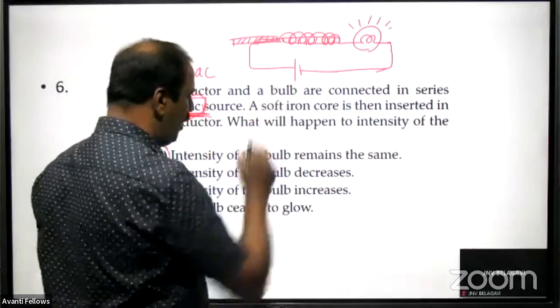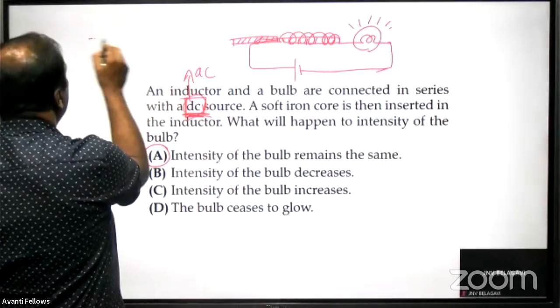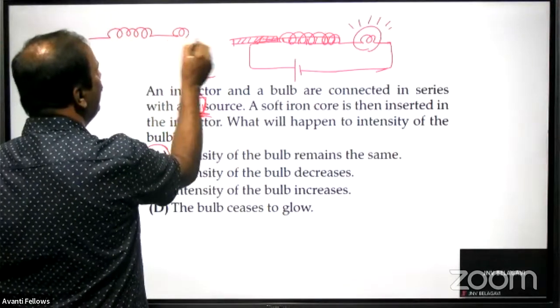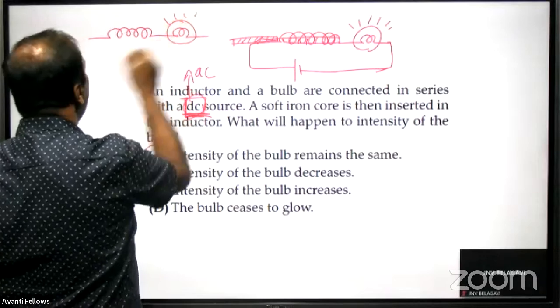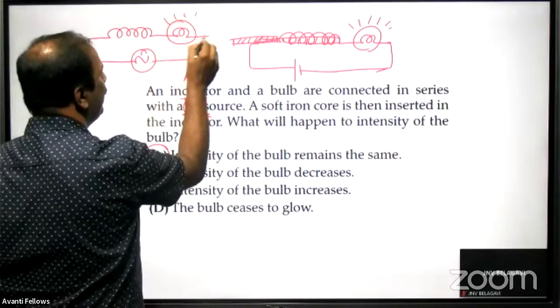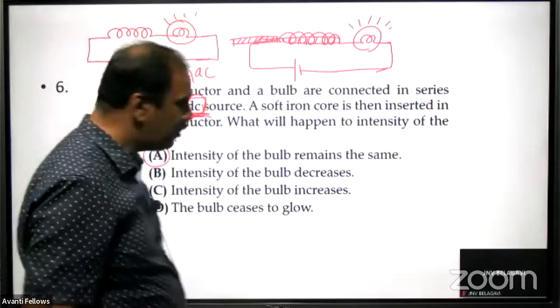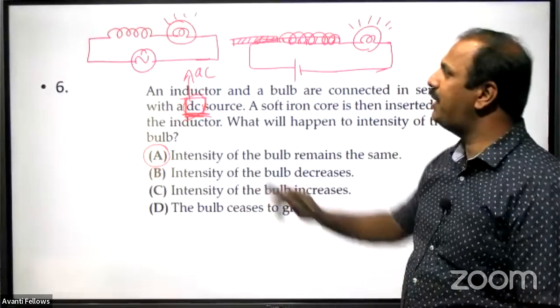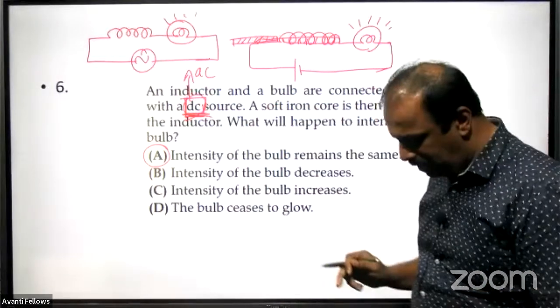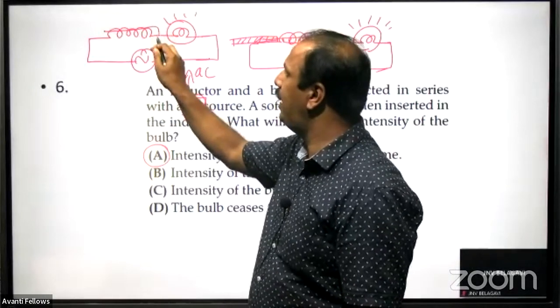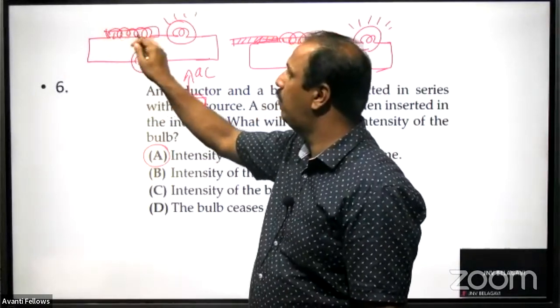AC means what happened? The figure I have to redraw. You have an inductor here, and after inductor, we have a bulb here, and this bulb is glowing, and we have an AC source here. So when you have an AC source here, these two situations are different. This is a time varying source. As the source is AC, when you insert a material inside this one, what will happen?